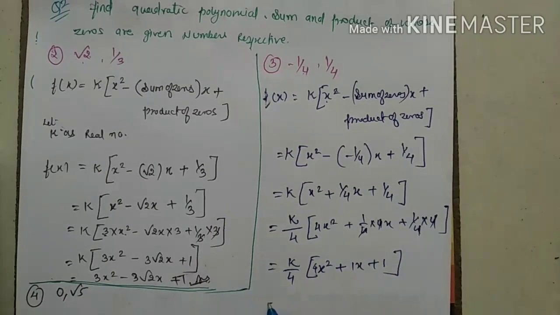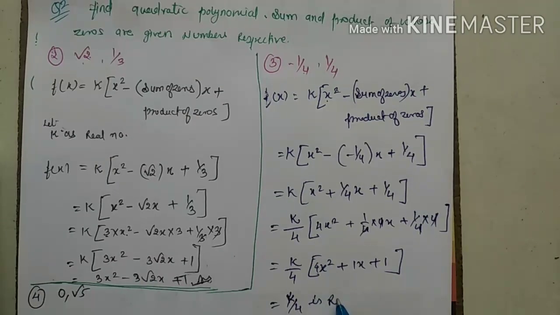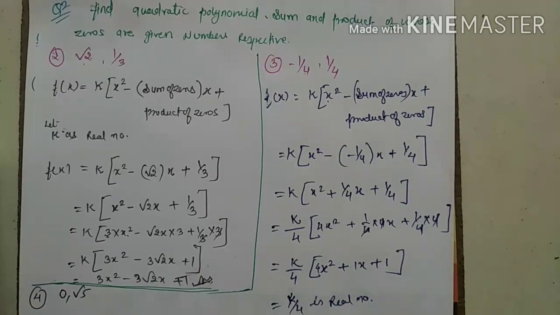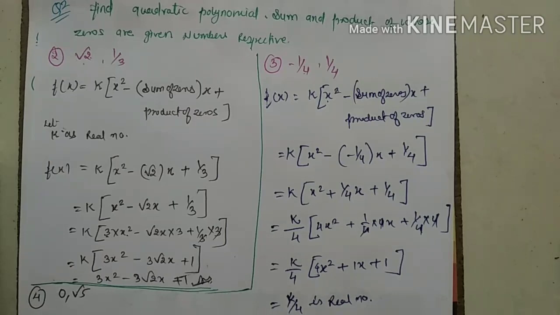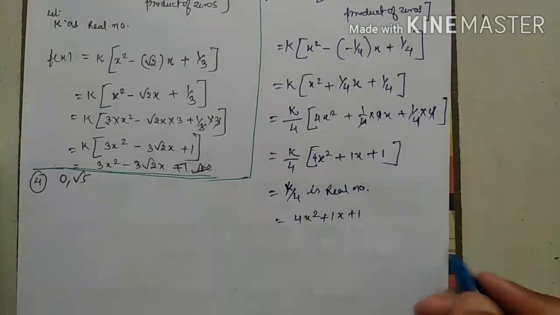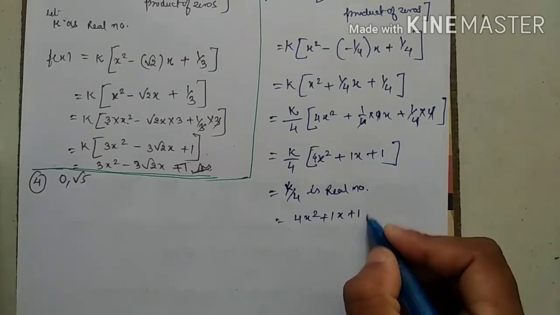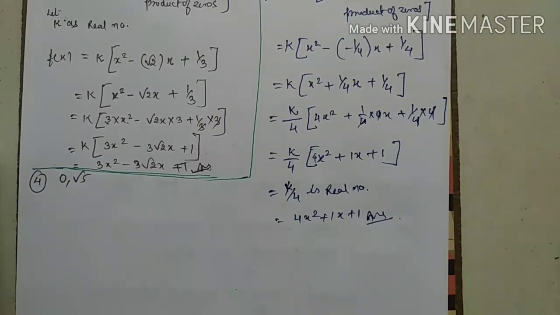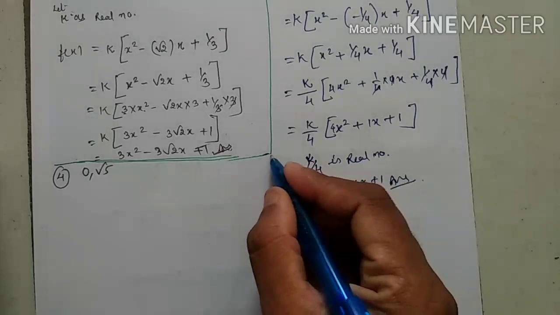This is your identity, and k by 4 is your real number, so it can be indicated as 1. So I can write 4x square plus 1x plus 1 is your required answer. It is your required polynomial. Is it clear? Last question, just see here.